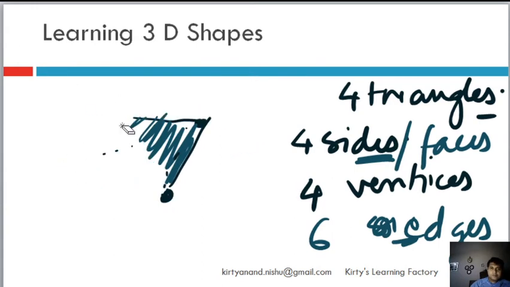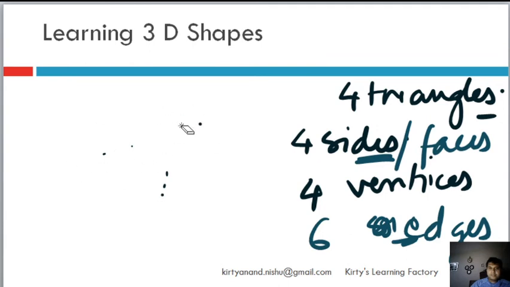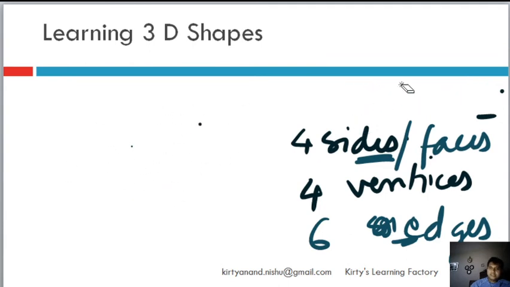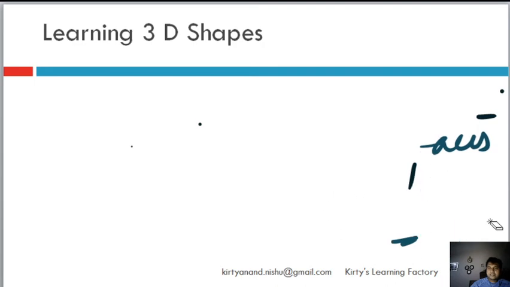Generally the triangles can be of any shape, but for the purpose of simplicity, 4 equilateral triangles also form a prism, but it is not compulsory.